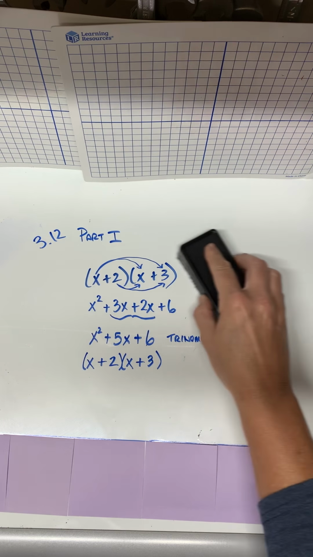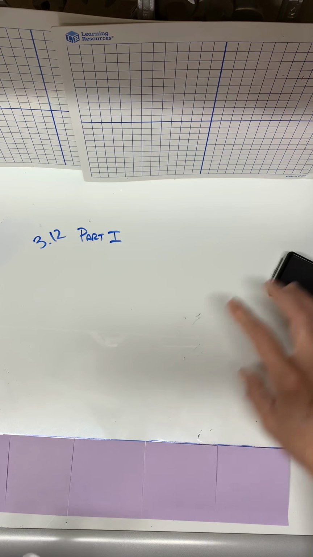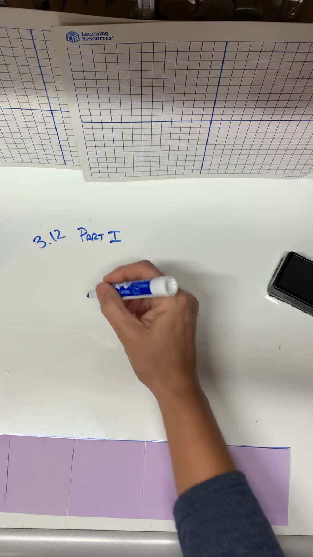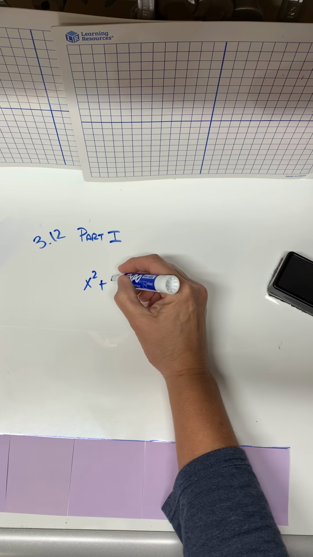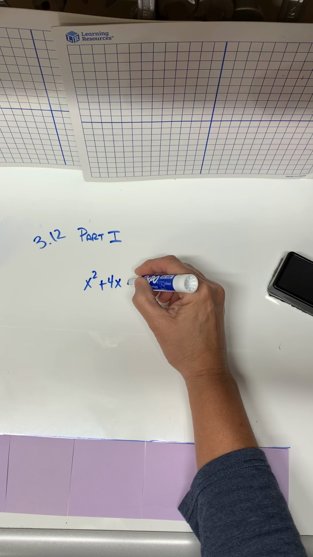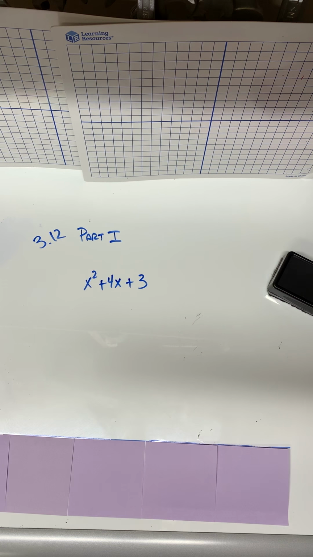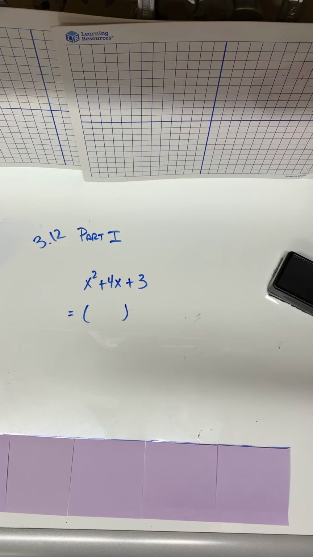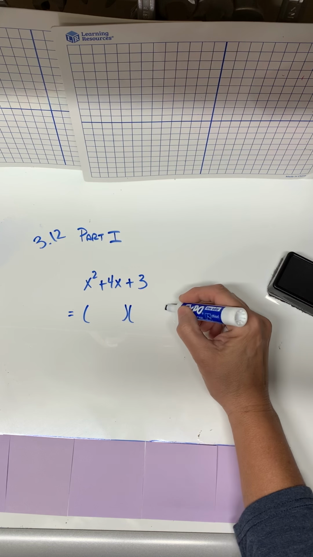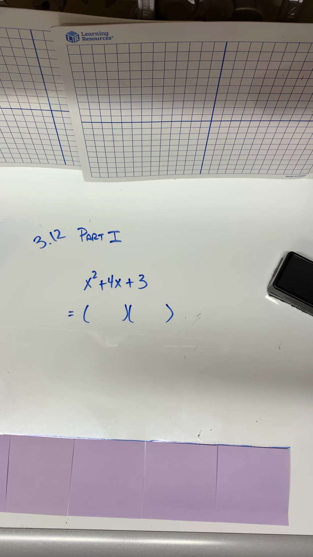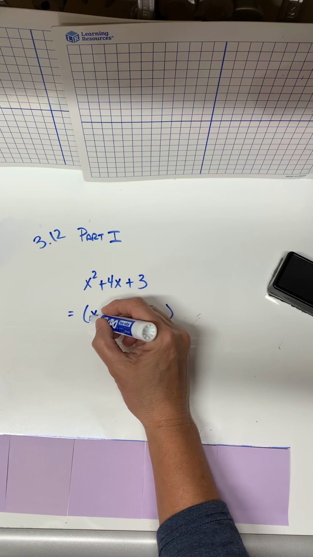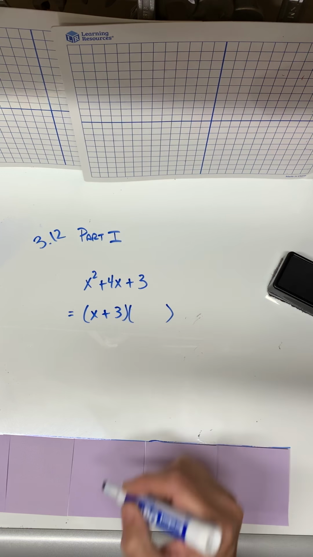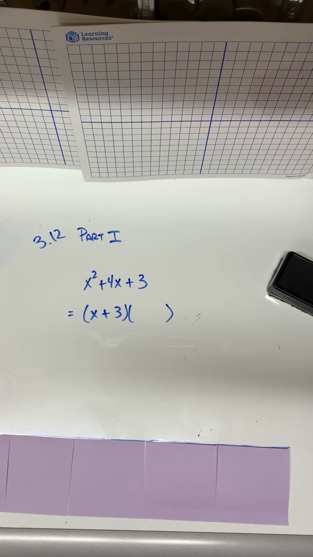So let me show you what my question 1 looks like. I've got x squared plus 4x plus 3, and they want me to factor it, but they've already done some of the factoring for me. So they've got my 2 sets of parentheses, they've already filled in x plus 3, and I only have to fill in the second set of parentheses.